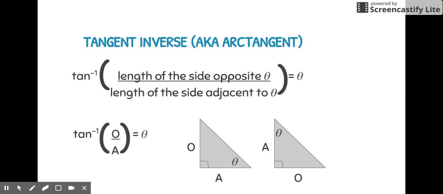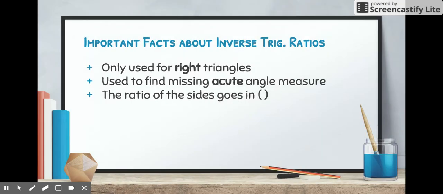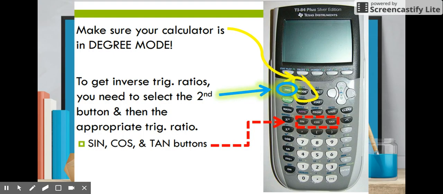So if you notice, we're still seeing those relationships with our trig ratios, right? So SOH CAH TOA, we're seeing the opposite over adjacent for tan inverse, but it's a little different. So make sure you're seeing that difference as we work throughout this lesson. Some important things you need to remember. Inverse trig ratios are only used for right triangles. They're used to find missing acute angle measures, and the ratio of the sides goes in the parentheses. Also, don't forget the -1 notation to show that you're taking the inverse.